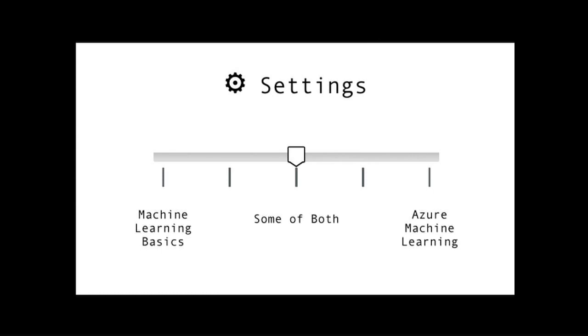Can I get a sense here? Who here has completed the Coursera machine learning course? Okay, just a couple of people here. So I'm thinking it might make sense to put the slider more towards this end of the scale. Does that make sense? Okay, we're going to go along with that.